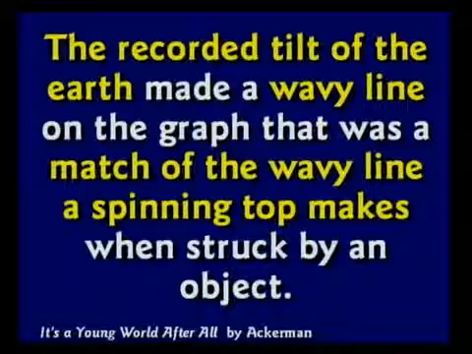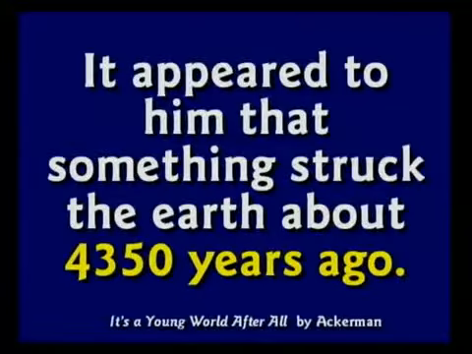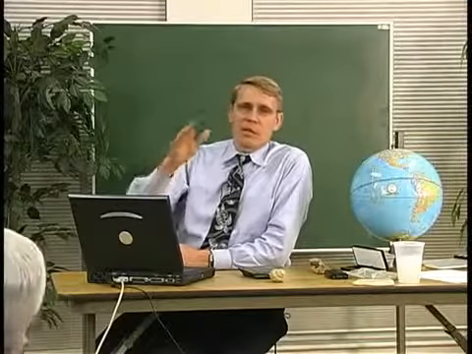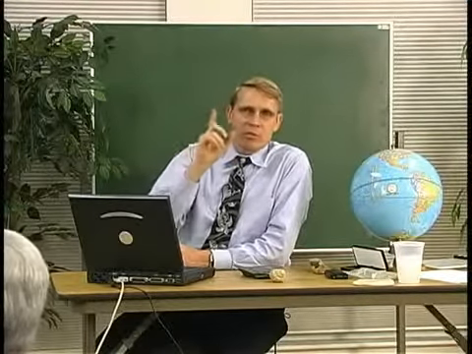And Dodwell said the recorded tilt of the earth, based on the temples that he studied and the evidence of what the earth was tilted at the time the record was made, says that it made a wavy line of a graph that was the match of a wavy line a spinning top makes when struck by an object. It appeared to him that something struck the earth 4,350 years ago. So just by looking at the graph that he made of how much the earth was tilted and when the observation was recorded, something struck the earth 4,350 years ago, according to Dodwell. Well, that's about the time of the flood.